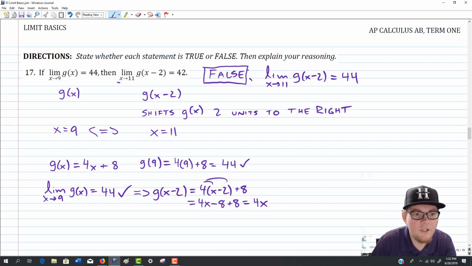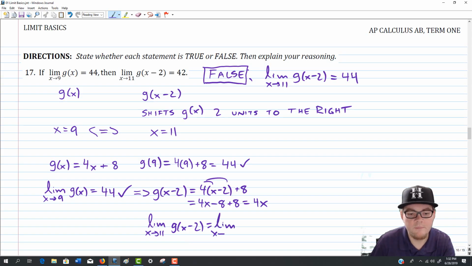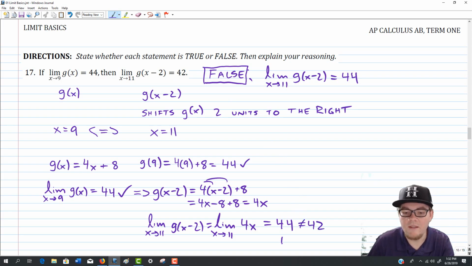And now we're supposed to check the limit as x goes to 11. So let's see. The limit as x goes to 11 of g of x minus 2 is equal to the limit as x goes to 11 of what we saw is equivalent to 4x. And naturally that limit equals 44. And unfortunately 44 and 42 are not the same number. So that tells me that this statement is definitely false. And we've proven a counterexample.